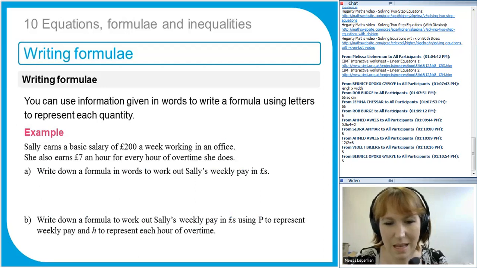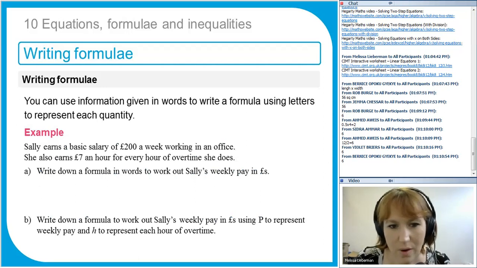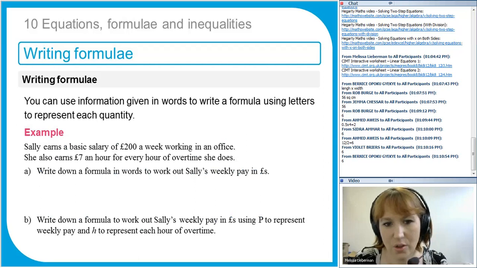So an example is this kind of thing. We've got a sort of real life context. We're told that Sally earns a basic salary of £200 a week working in an office. And then she also earns £7 an hour for every hour of overtime she does. Always look out for every. When you see for every in this kind of context, it means that there's going to be some multiplying involved. So if it's £7 for every hour, that's going to be 7 times the number of hours. And then she's got her basic salary of £200.